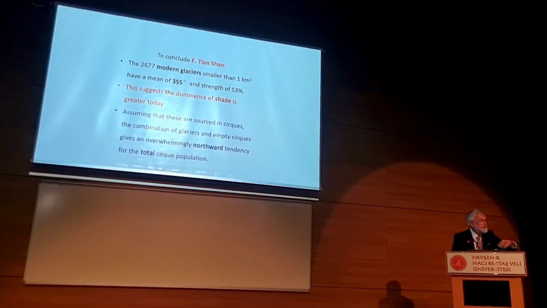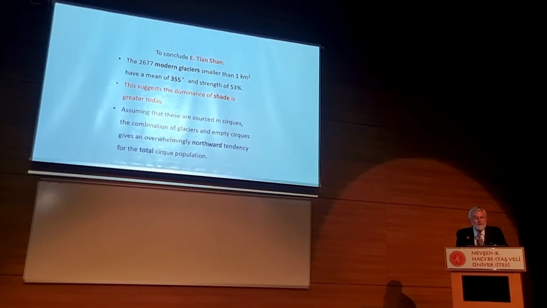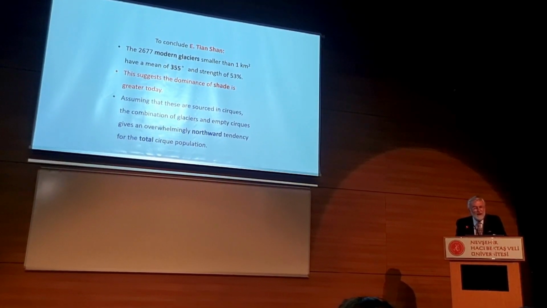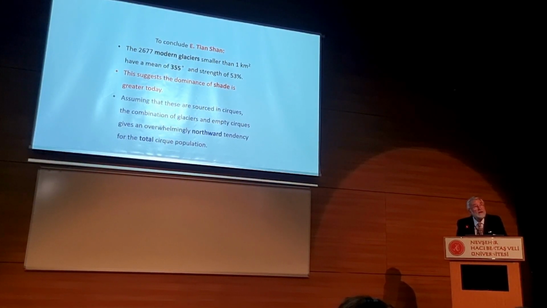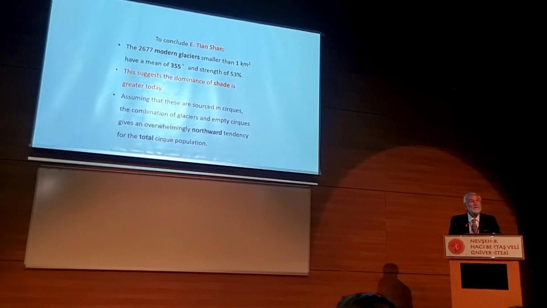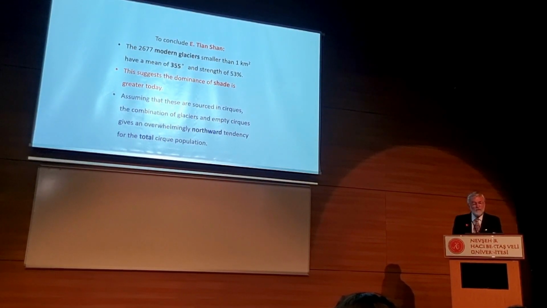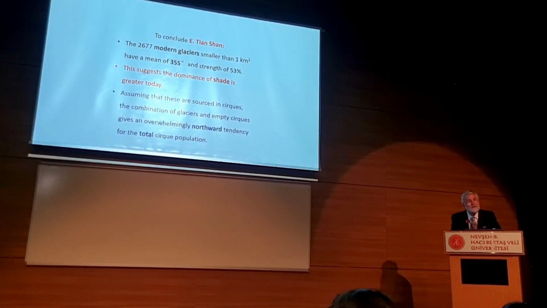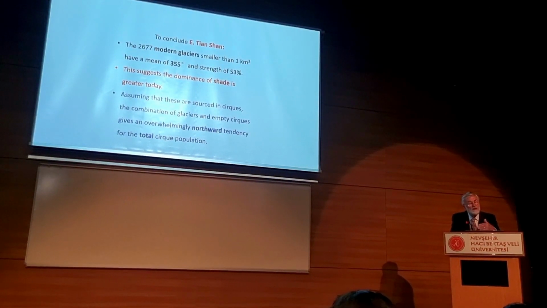To conclude about the eastern Tian Shan, the 2,677 modern glaciers in this region, the modern small glaciers, have a mean very close to north, a mean of 355 degrees, and the vector strength of 53%, meaning a very strong asymmetry, a very strong tendency to face northwards, suggesting that the dominance of shade is considerable and is greater when we look at the modern glaciers than when we look at the cirques.